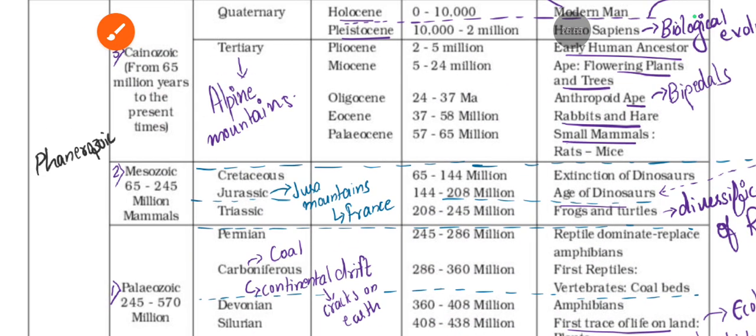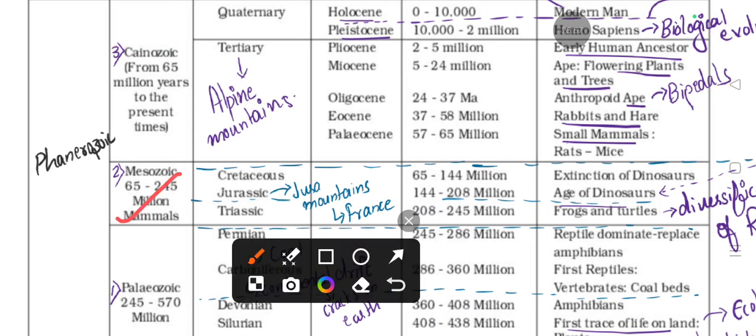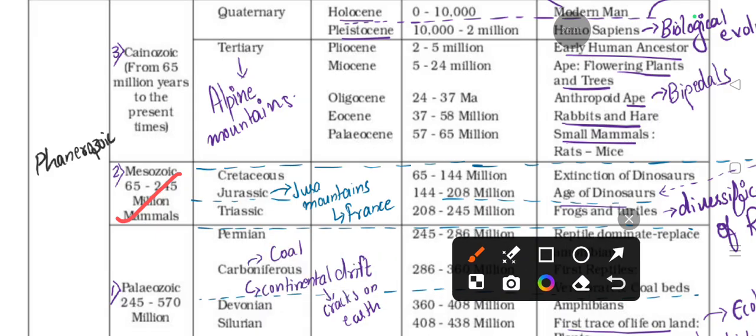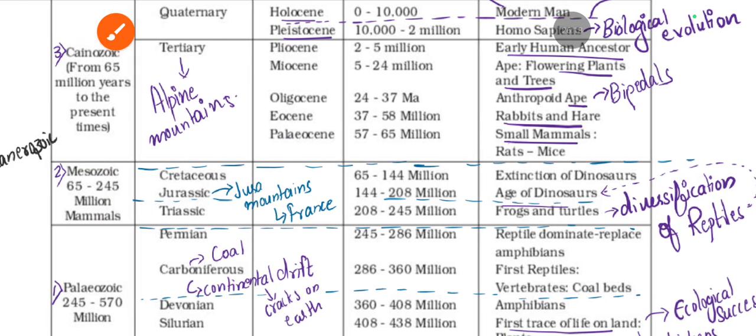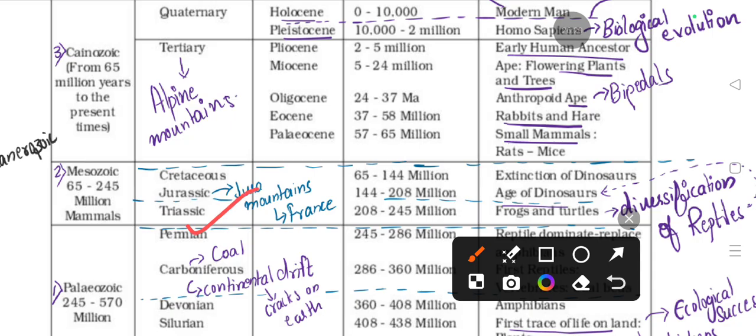Now let's go to the Mesozoic era. We can divide the Mesozoic era into three different periods: Triassic, Jurassic and Cretaceous. We are dividing the Mesozoic era into three important periods. One is Triassic, one is Jurassic and the other one is Cretaceous. Let me take you through one after the other. So let's take the Triassic period.